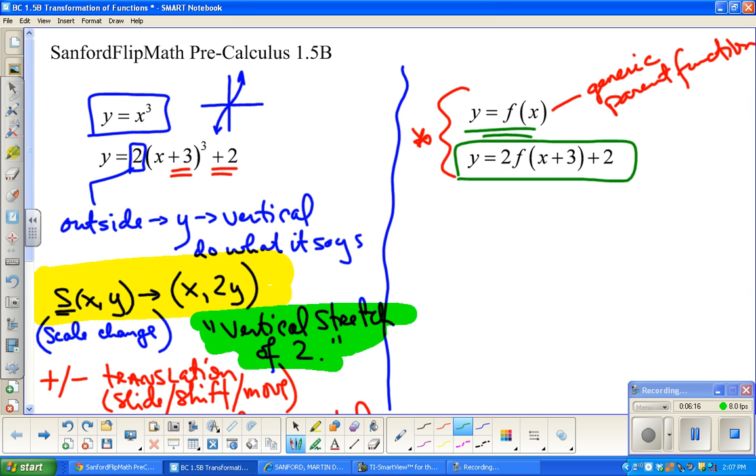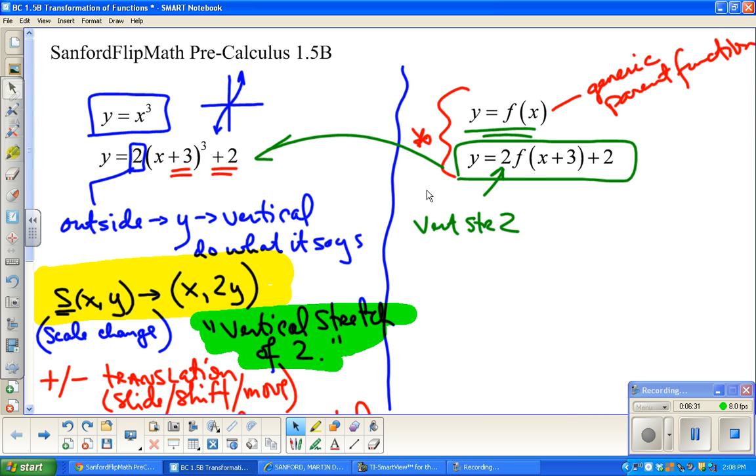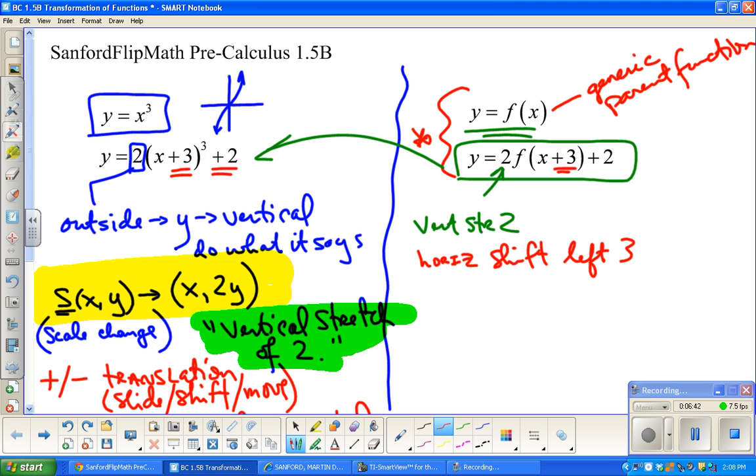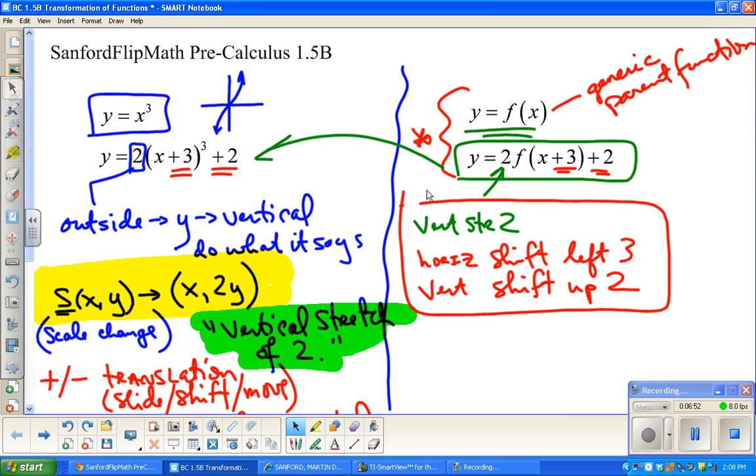Well, what I need you to understand is what we just did over here is the same exact thing. Notice there's a 2 on the outside. So that's a vertical stretch of 2. It's outside, it's about y, it's vertical. You do what it says. There is addition on the inside, so there is a horizontal shift left of 3. There is a vertical shift up of 2. This is the exact same stuff we just said a minute ago on the other side.